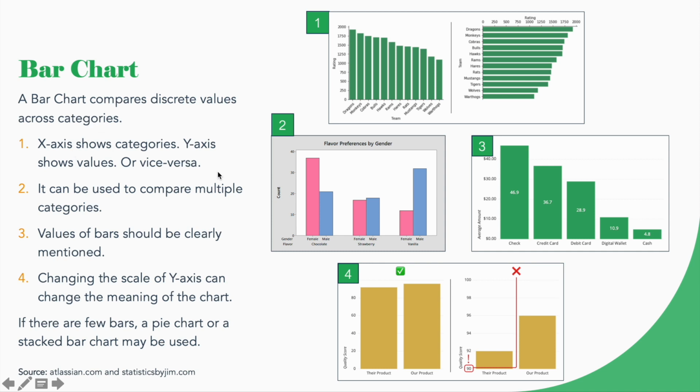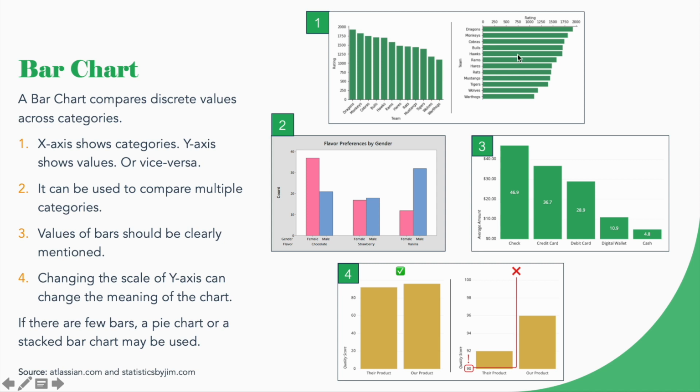Now, the x-axis usually shows the categories and the y-axis shows the values. As you can see here in this chart, the x-axis shows your different categories, dragons, monkeys, cobras, bulls, and the y-axis shows the value, which is this rating from 0 to 2000. But it can also be vice versa. You can have your x-axis as the rating and the y-axis as the categories.